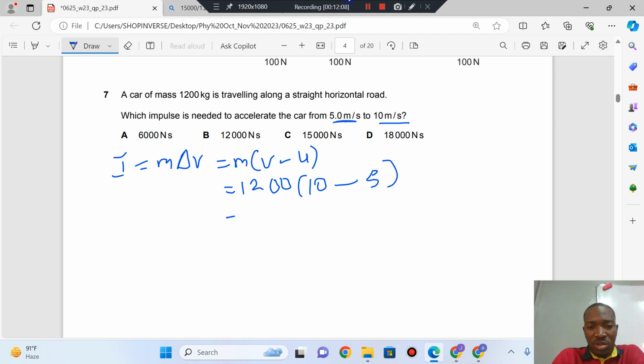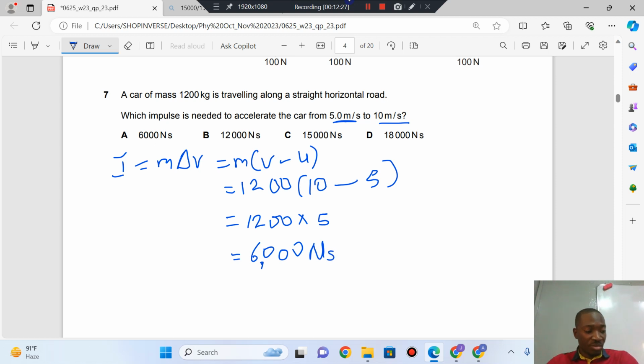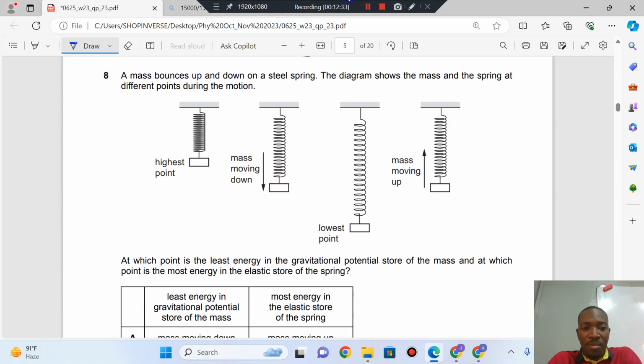meters per second. So you have 1,200 multiplied by 5, because 10 minus 5 gives us 5. 12 multiplied by 5 is 60, which makes it 6,000. Then the unit of impulse is Newton seconds, or you call it kilogram meters per second. So you have 6,000 Newton seconds, which is option A. We go straight to question number 8.